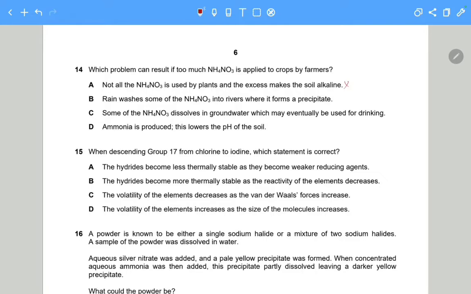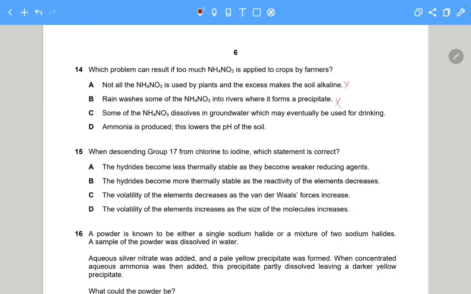So what will happen is, instead the soil will become more acidic because they are removing the alkalis from the soil. The ammonium compounds will react with the alkalis in the soil. And then option B, rain washes some of the NH4NO3 into rivers where it forms a precipitate. No, ammonium nitrate does not form a precipitate when it washes into rivers. It dissolves. It's very soluble. So this is also not correct.